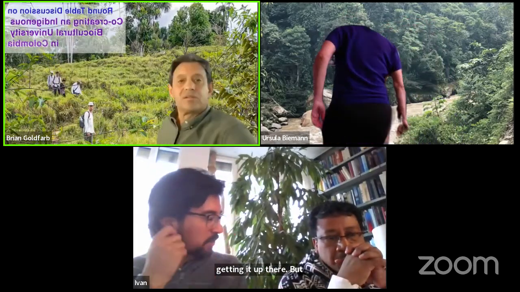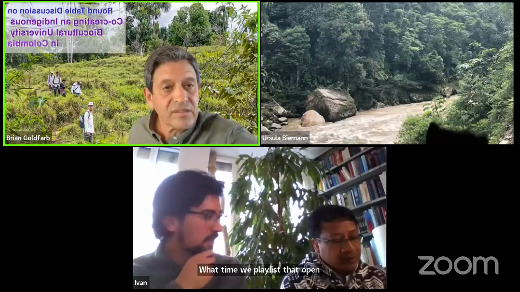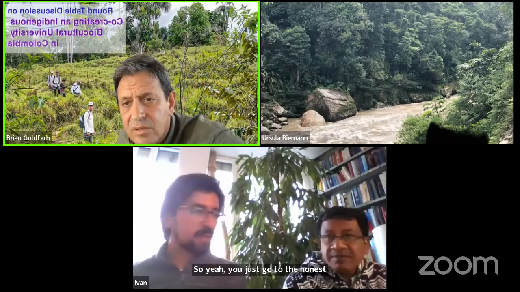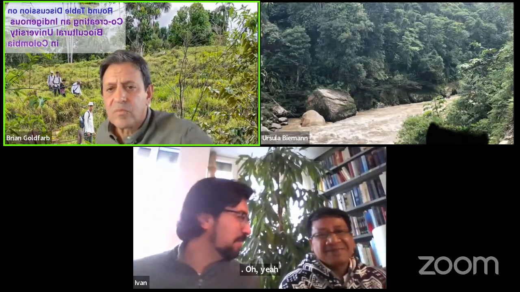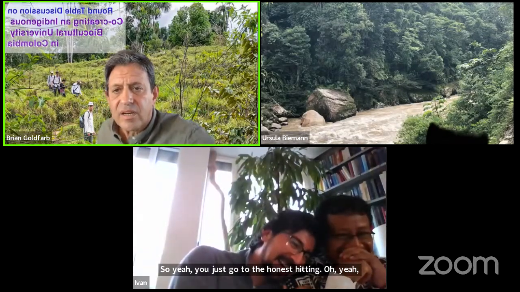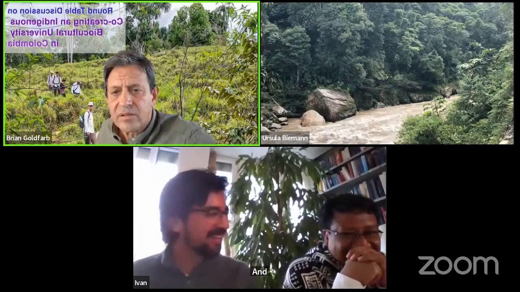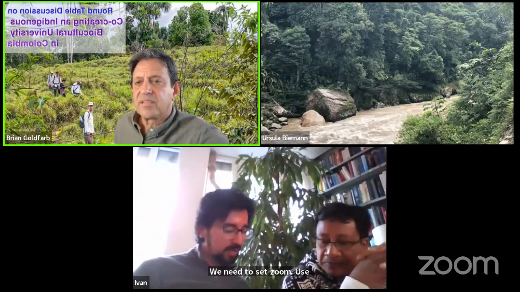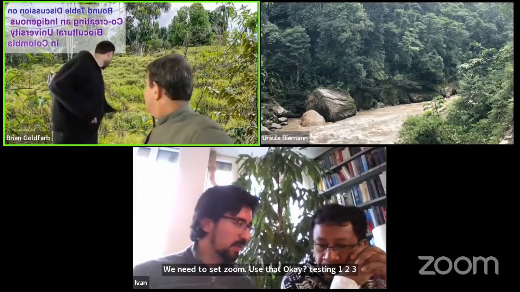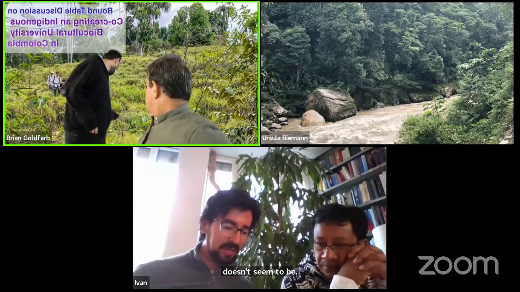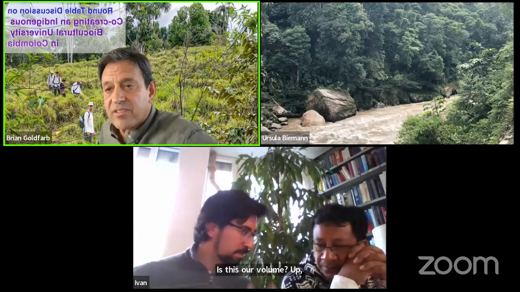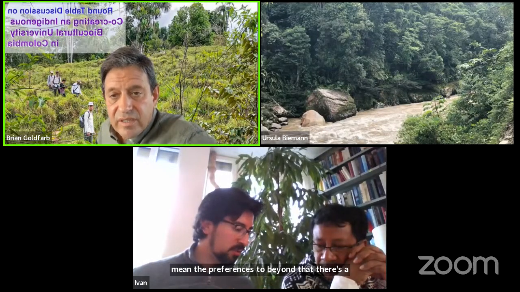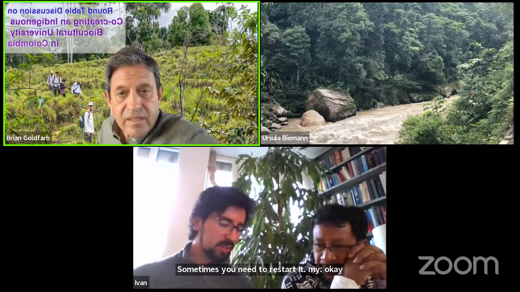Go to my audio settings. Yeah, you can just go to the audio settings and set it to that. It should be there. You may need to set Zoom to also use that. Okay. Testing 1, 2, 3. Doesn't seem to be. Is this on volume up? Maybe try Zoom. You're probably right about Zoom, meaning the preference needs to be on that. There's a problem. Sometimes you need to restart it. Audio. Okay. No, there it is.